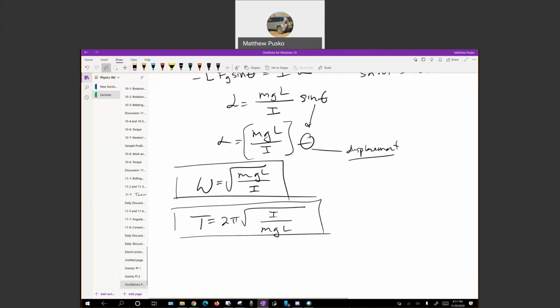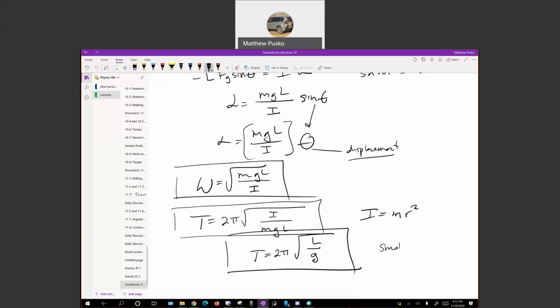If we have what's called a simple pendulum, just a very small mass, like a particle, on the end of a string of length L, we'd use the moment of inertia as mr squared, and this period becomes 2 pi times the square root of L over g. This is for pendulums with small particles and small amplitudes, sorry.